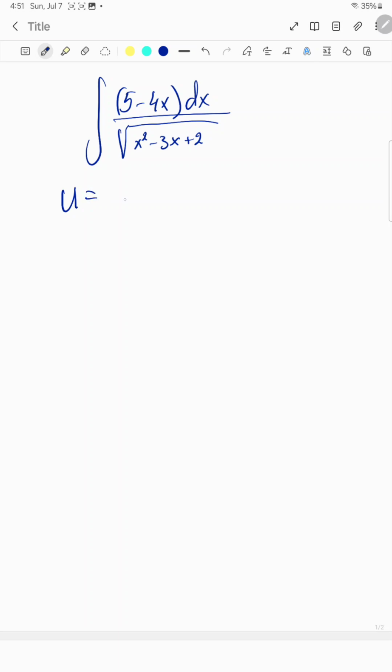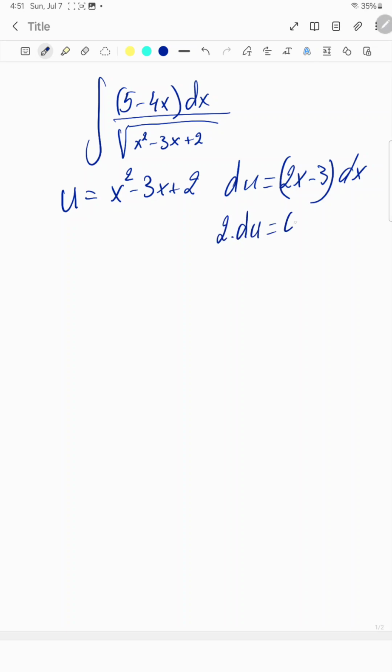But if I take u equal to x squared minus 3x plus 2, my du will become 2x minus 3 dx. But in my numerator, I have minus 4x plus 5. If I look at my du, I can have 2 times du equal to 4x minus 6 dx. So if I can have 4x minus 6 in my numerator, then my problem will become very easy. So let's rewrite that integral accordingly.